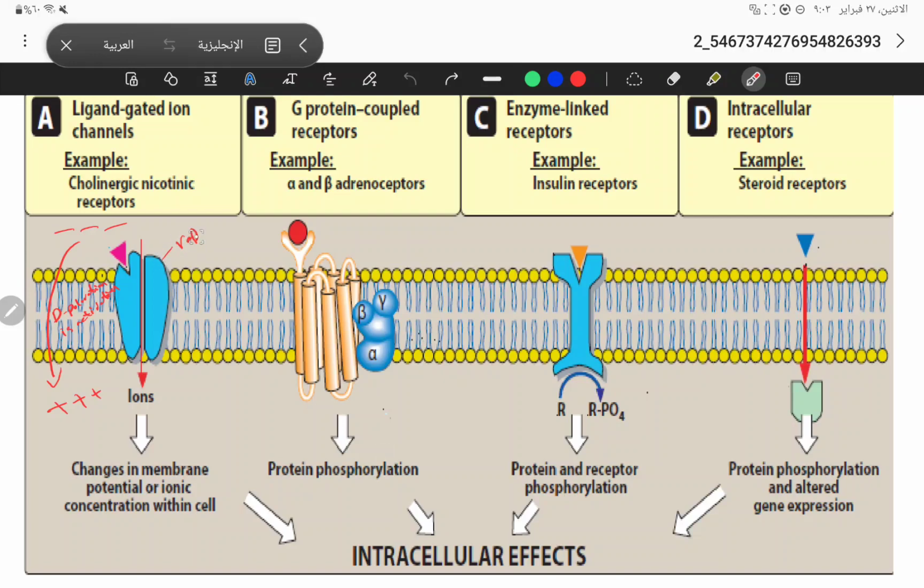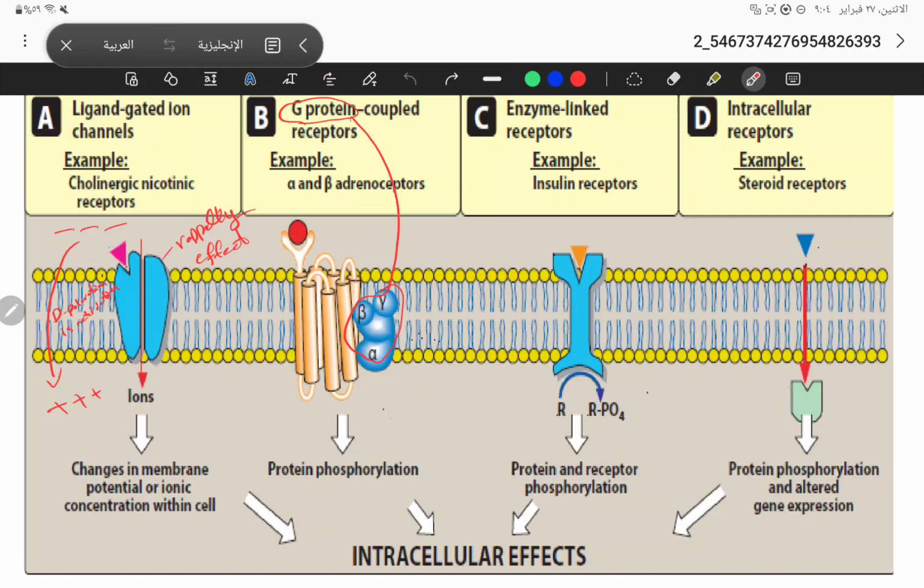Coming to the G protein coupled receptors. What do we mean by G protein? G protein is a protein consisting of 3 subunits, alpha, beta, gamma, and this G protein is linked to the receptor. But when it is going to be activated, once the drug is bound to the receptor, this G protein is going to bind with the receptor, and then the action will be produced as we are going to see later. Protein causing, for example, protein phosphorylation.